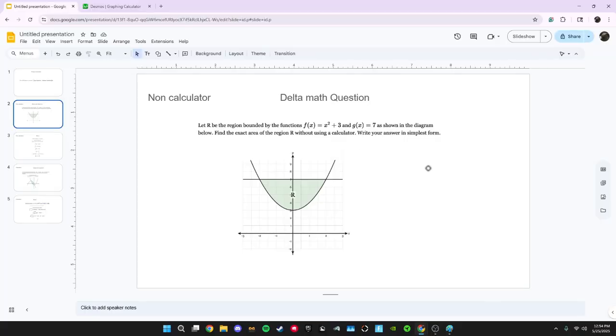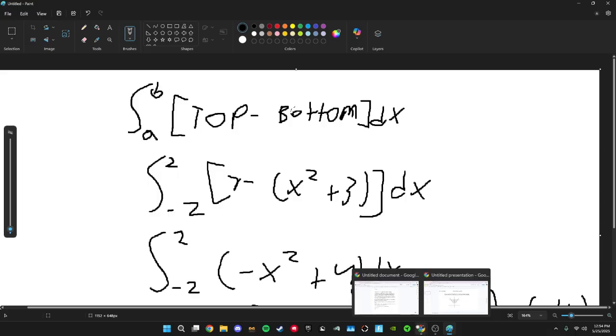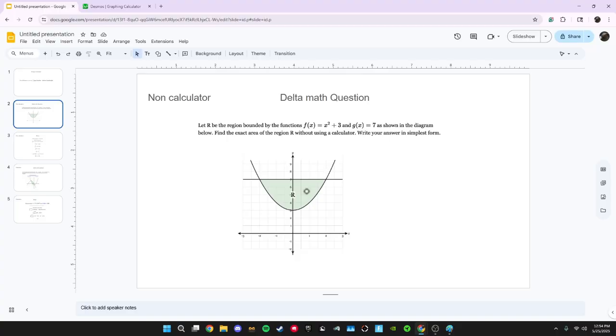For our first question, it's a non-calculator question where we have to find the area between the curves. Now, to find the area, we need to look at the integral from a to b of the top function minus the bottom function dx. Now, to find a and b, we have to look at the intersection points, which are negative 2 and 2. So a is negative 2 and b is 2.